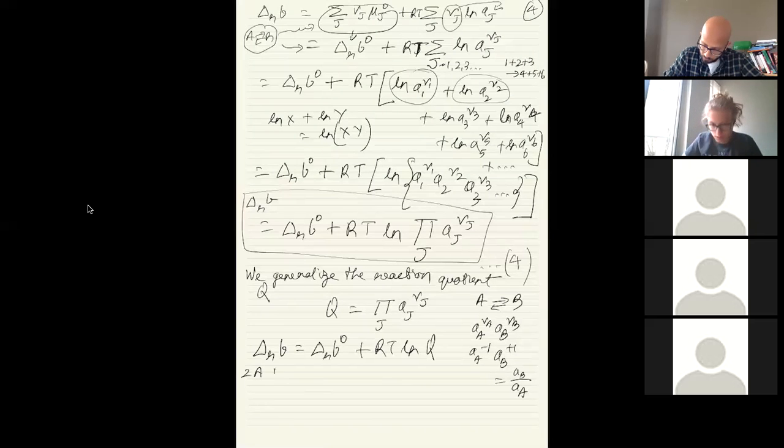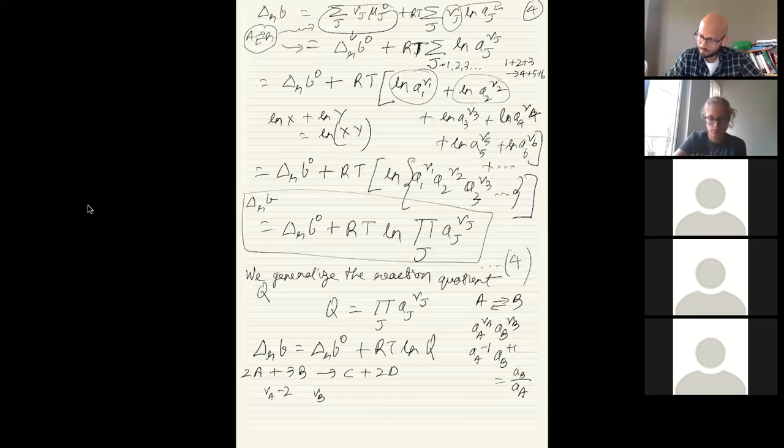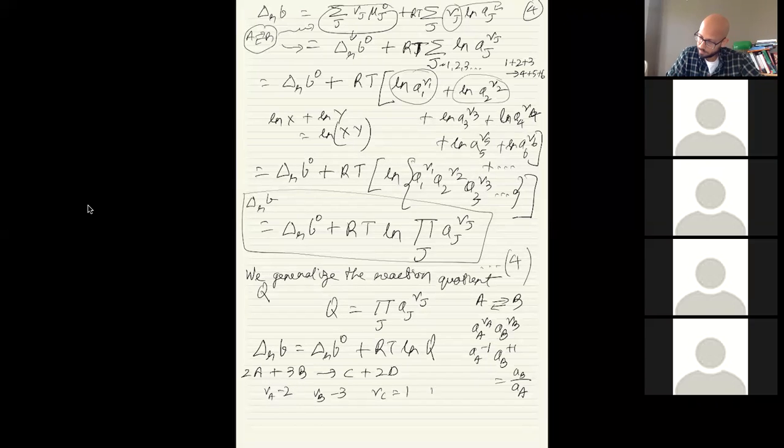For example, let's say we have 2A plus 3B going to C plus 2D, and I want one of you to help me with this. I want you to tell me what is nu A over here in our framework? Just write in chat, it's sufficient. -2, correct. And how about B? -3. And nu C is 1, and nu D is +2, +1 and +2.